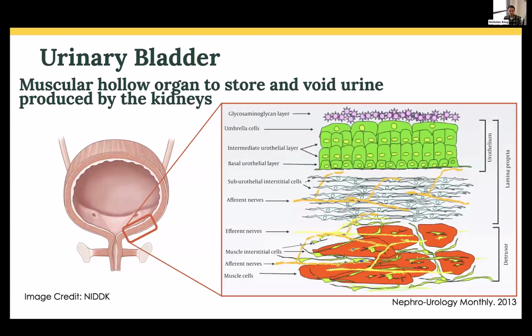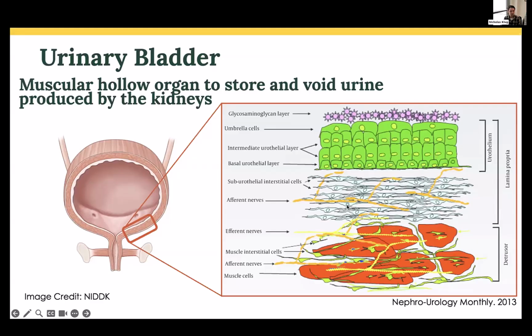When we think of the bladder, it can be generally defined as a big hollow muscular organ that stores urine and voids urine that's produced by the kidneys. If we take a closer look at the bladder, you see it's made of three principal layers. The inner layer, the part that comes in contact with the urine, is made of cells called urothelial cells, and provides a nice barrier to protect the rest of the bladder from this urine environment.